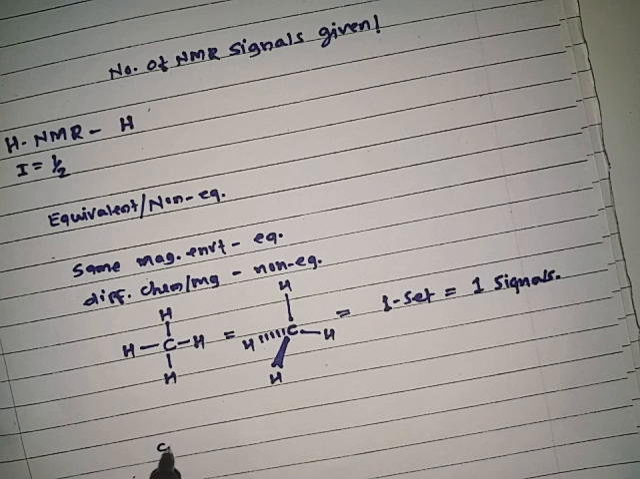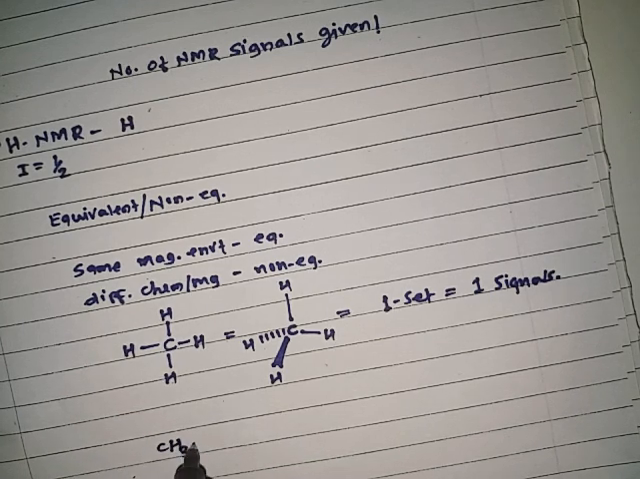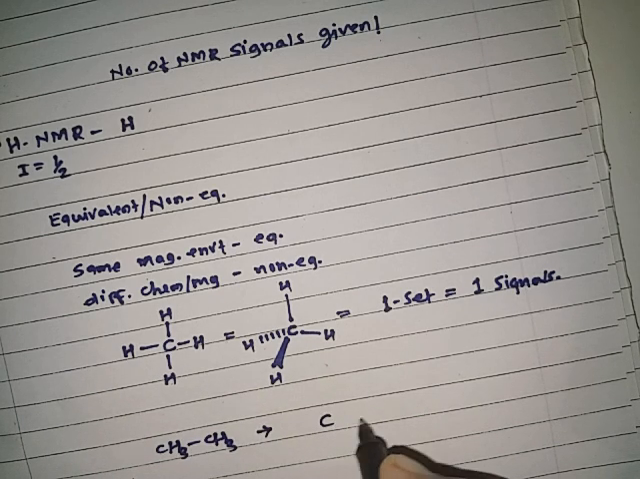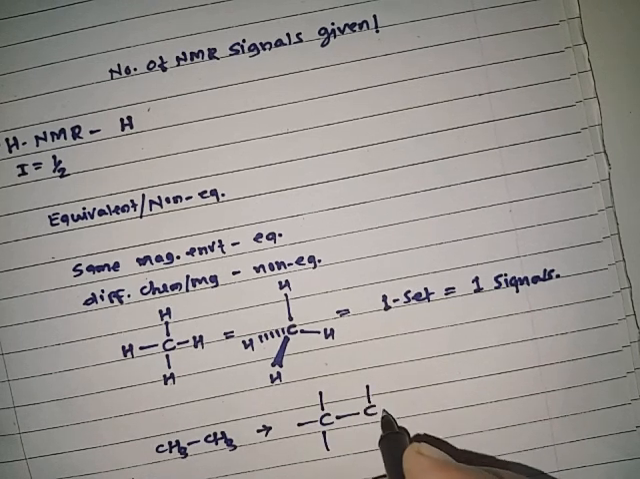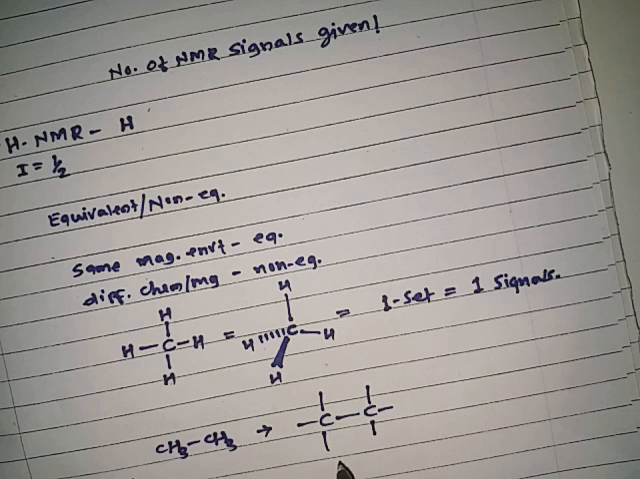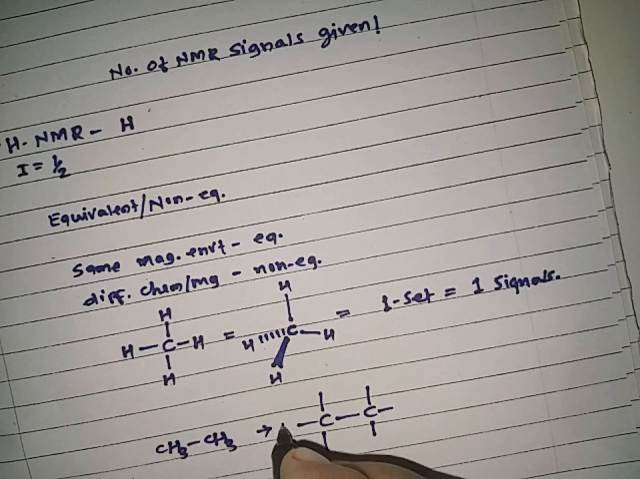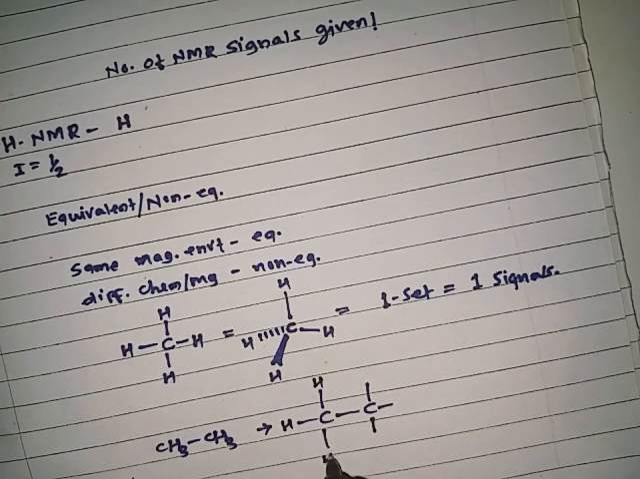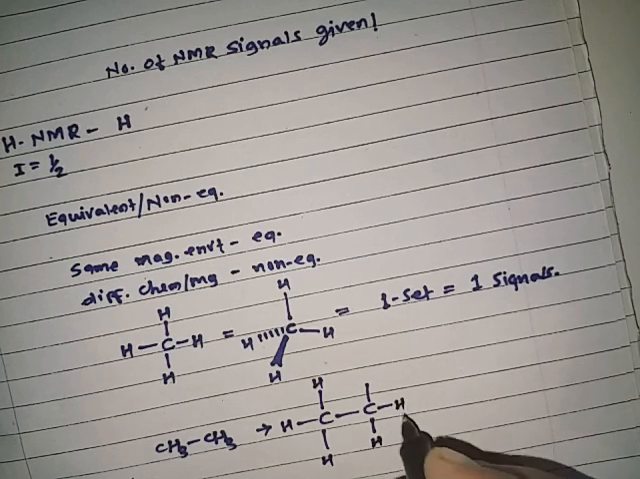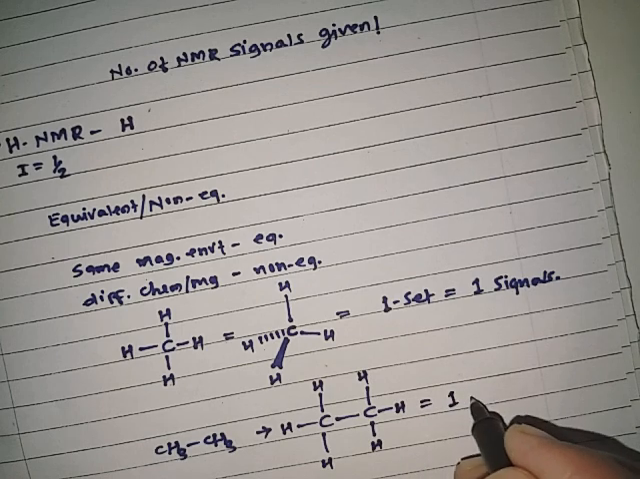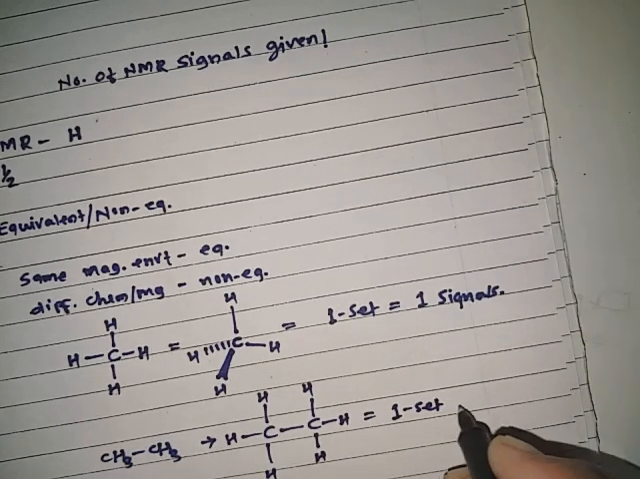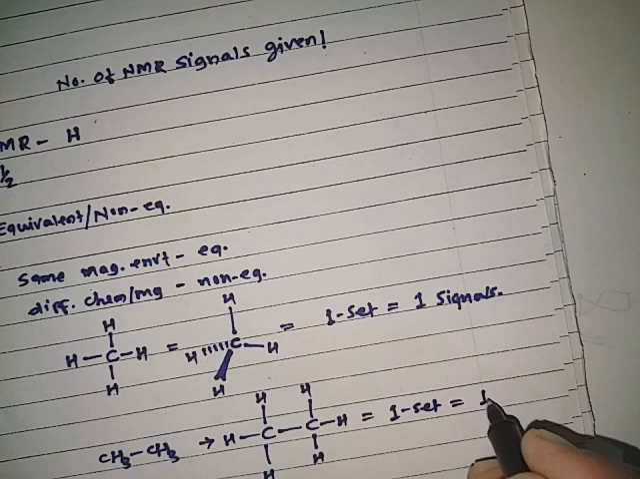Second example is ethane. Here if you write the line structure of ethane, you can see there is another equivalent set of protons. These 3 protons are exactly in the same environment as these 3 protons. So overall there is only one set of protons, and again you observe one signal.